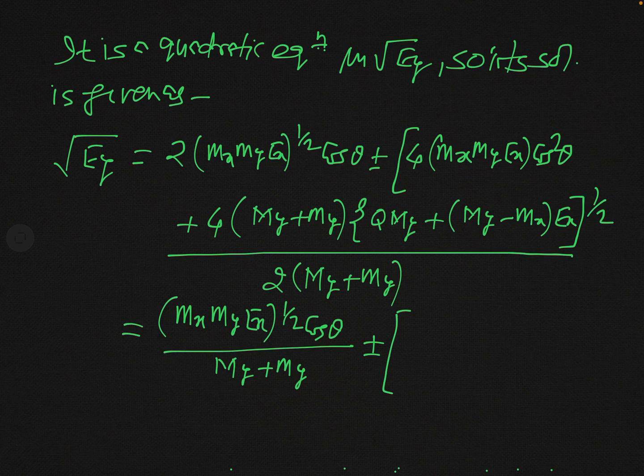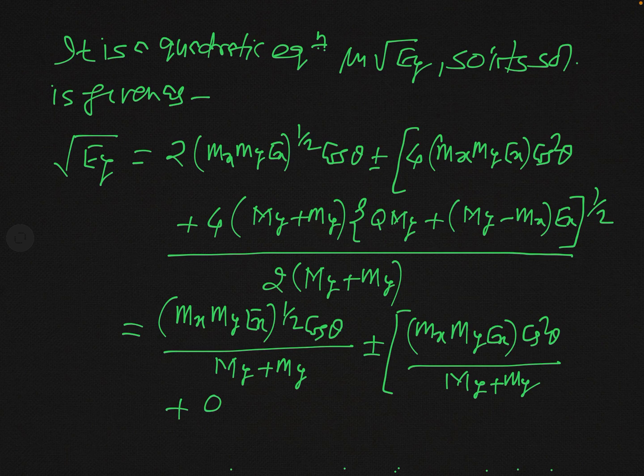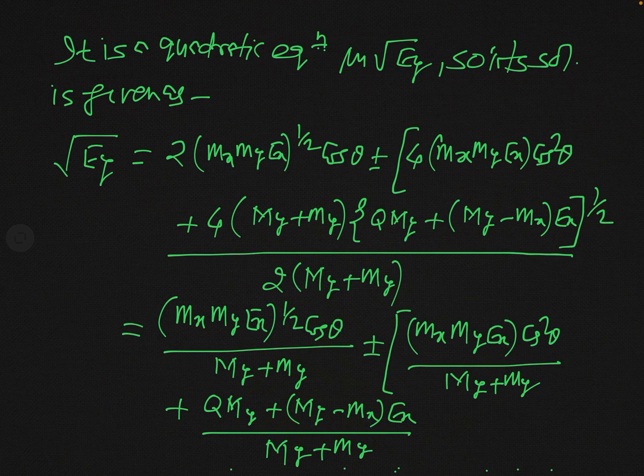So this will be what? This will be mx into my, into ex, into cos square theta, and divided by my plus my. Here the 4 factor is cancelled out, and plus this will be qmy plus my minus mx into ex, and whole divided by my plus my, and a square root of this much.